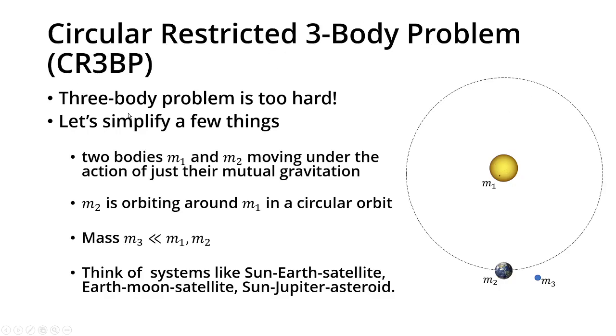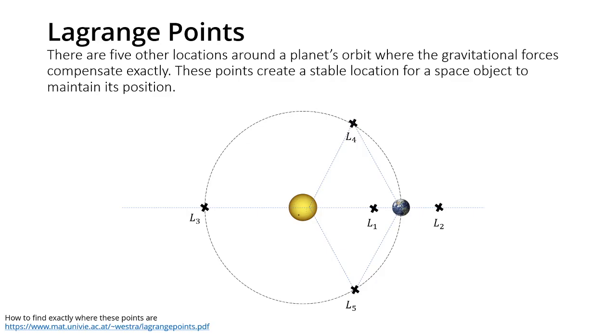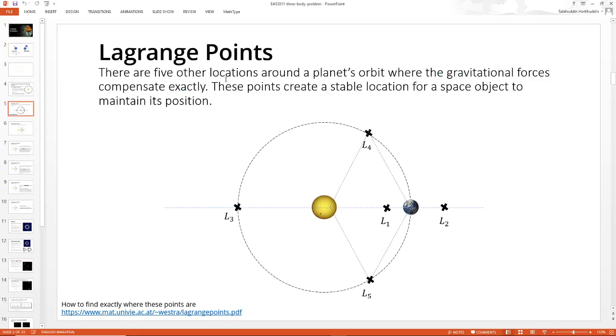If you look it up on the internet, there are a lot of studies on this one, but we are not going to go into too much of the mathematical detail. We're just going to look at what happens. So today, I'm going to show you the interesting things when we simplify the three-body problem into the circular restricted three-body problem.